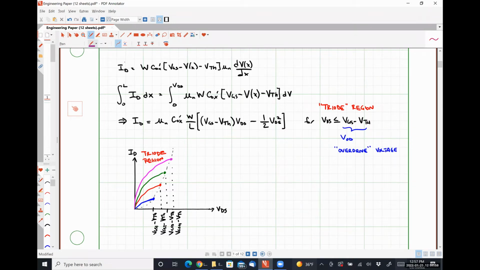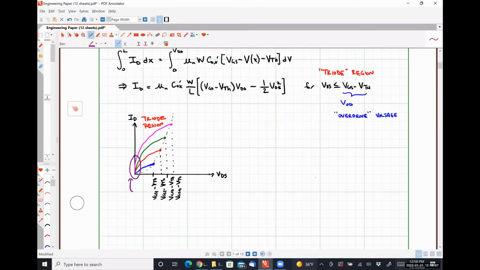And I'm going to call this area that I'm about to circle in purple the deep triode region. Okay. So this area is important because we have a nearly linear current voltage relationship, which means in this particular region, at a large signal analysis, our transistors are behaving like a resistor.